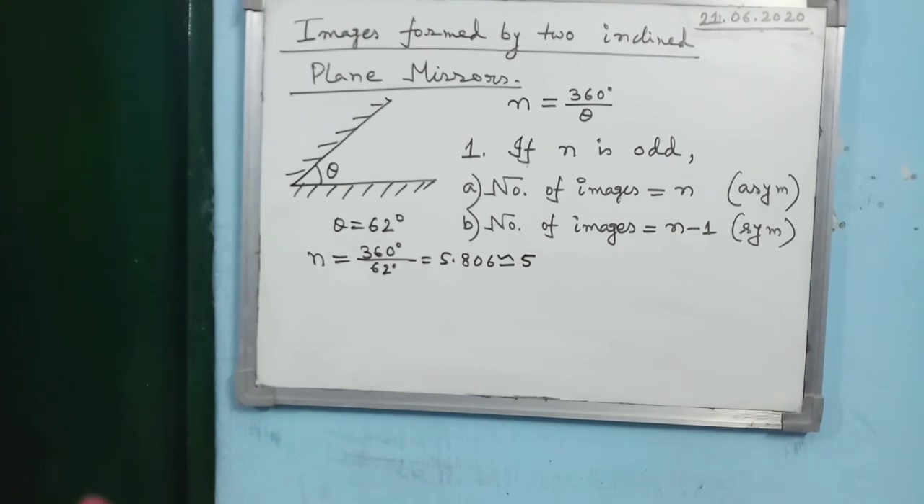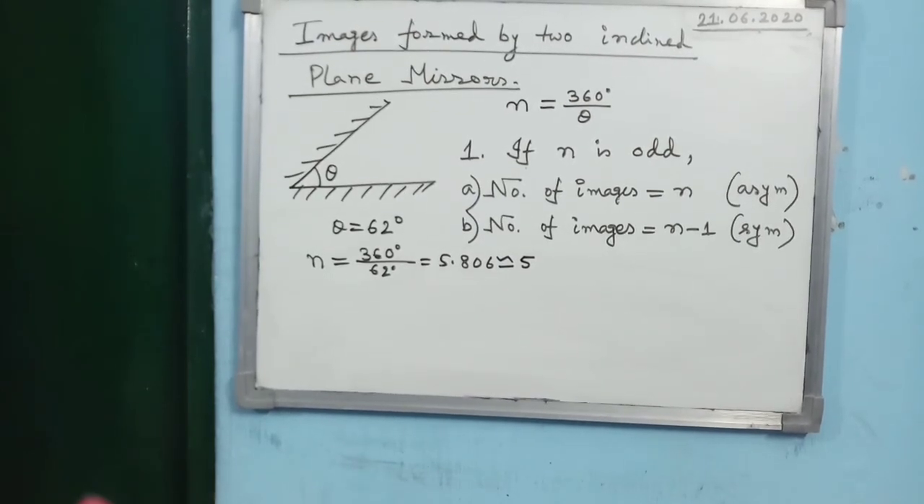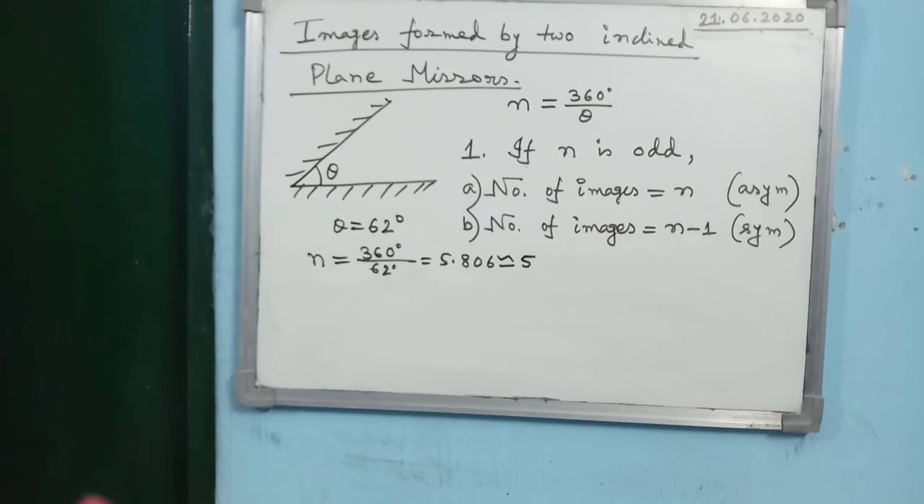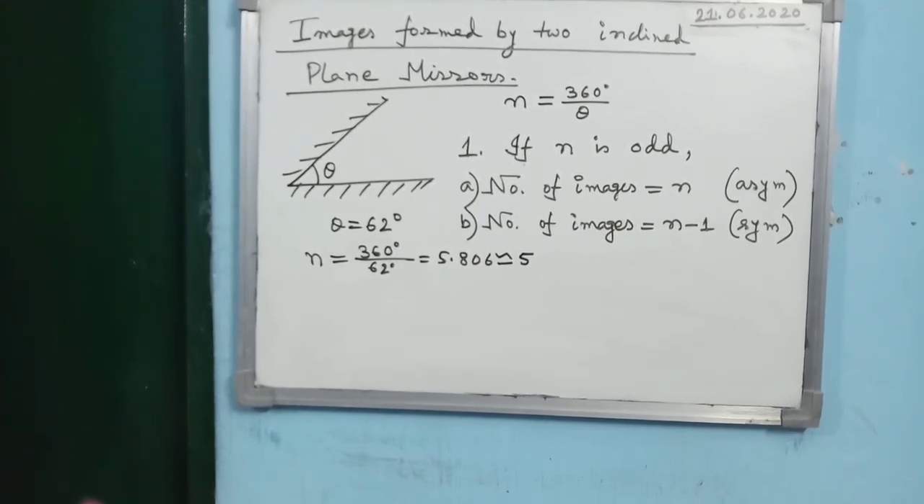So this is your homework. Just take any 5 values of theta and solve this way, and calculate the number of images formed for the asymmetrical and symmetrical setup. I repeat, what is your homework? You take any value of theta, create your own problem, and find out the number of images formed by 2 inclined mirrors.